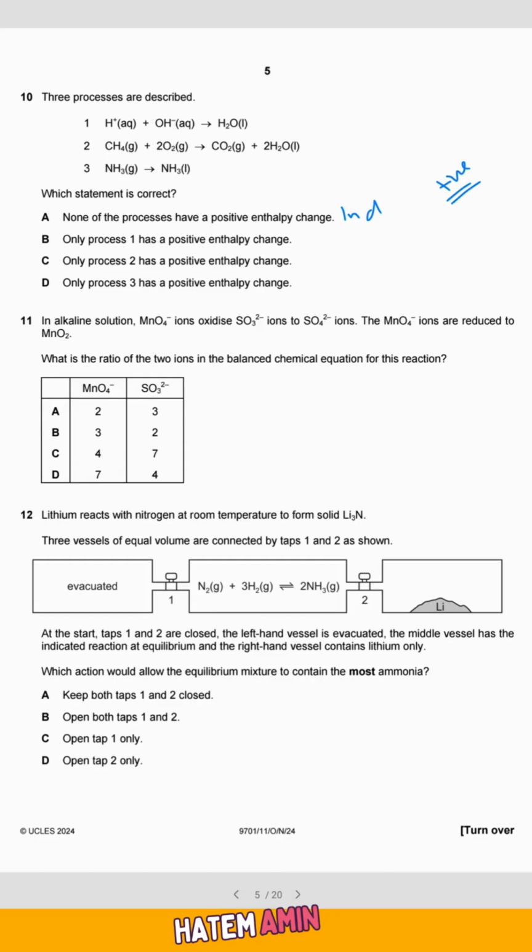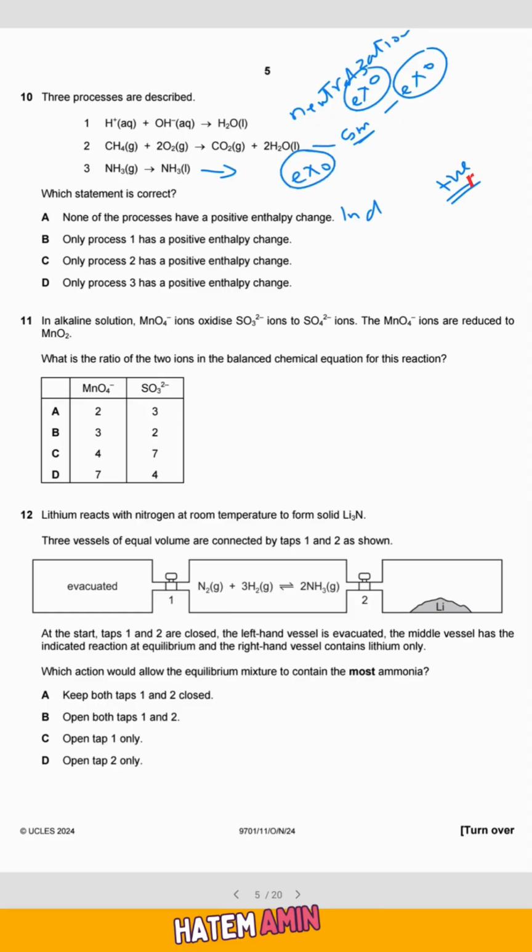Actually, the first reaction, as we said, is a neutralization reaction, and the neutralization reaction is an exothermic reaction. The second reaction is combustion. Also, combustion is an exothermic reaction. The third one is condensation. Also, it's an exothermic reaction. So none of these three processes are endothermic reactions. All of them are exothermic reactions.